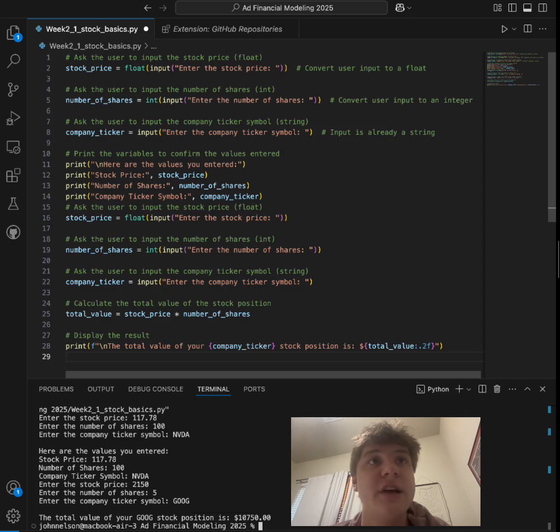Then we have number sign, calculate the total value of stock position, which is our full question. So total value equals stock price times number of shares. Display, number sign, display the result, print the total value of your company ticker stock position is whatever the total value is. So as we can see, at our GOOG stock, the stock position is at 10,750.